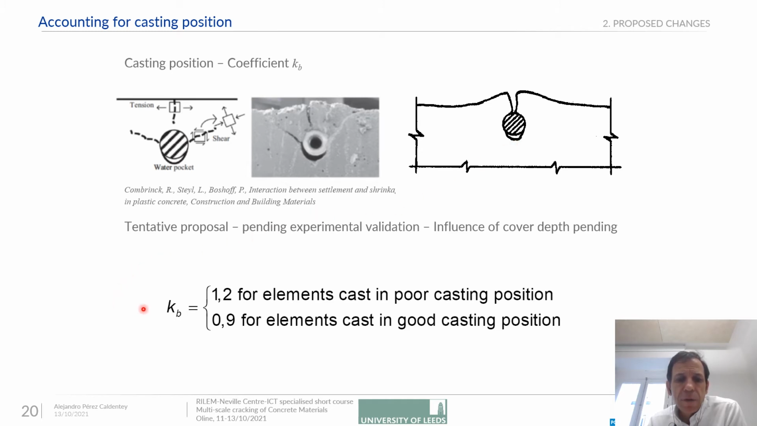We did not have enough experimental evidence to really make a very detailed proposal. So we decided to make a very rough, a very coarse proposal, which was to introduce a KB factor of 1.2 for elements cast in poor casting position, and a KB factor of 0.9 for elements cast in good position.